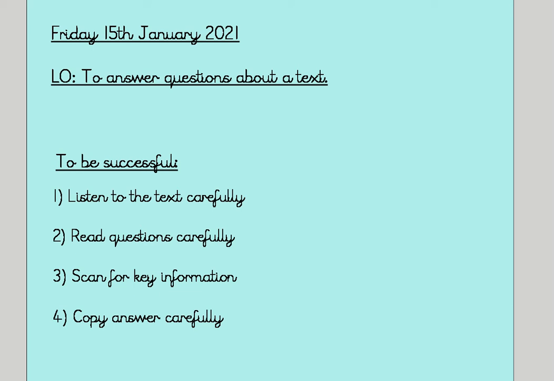Reading lesson today where you're going to be answering questions about a text. Obviously that text is Oliver and the Seawigs. We're going to be reading a little bit more of the story and finding out exactly what was in those glass baubles that we were looking at yesterday. To be successful in today's lesson, you need to listen to the text carefully, read questions carefully, scan for key information and copy the answers carefully.